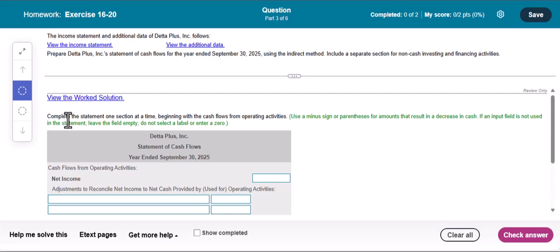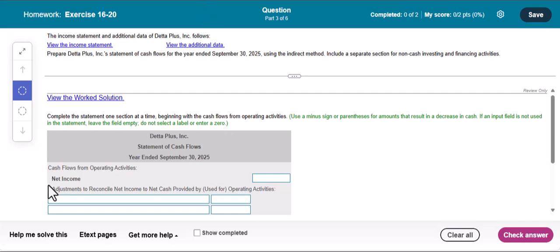Then complete the statement one section at a time, beginning with the cash flows from operating activities. Use a minus sign or parentheses for amounts that result in a decrease in cash. If an input field is not used in the statement, leave the field empty. Do not select a label or enter a 0.